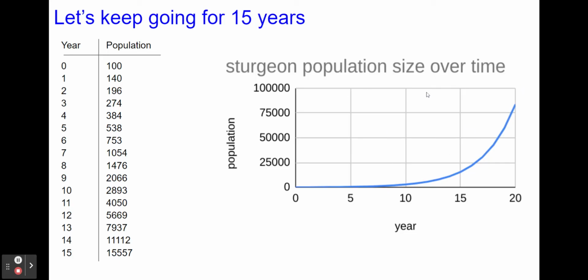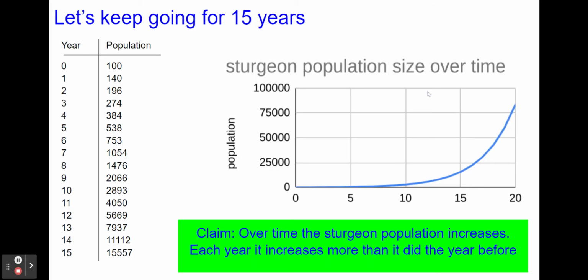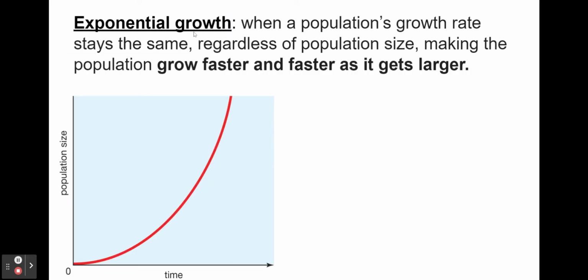Here's the claim that we can make about this data. Over time, the sturgeon population increases, and each year it increases more than it did the year before. We added 40 fish, then 56 fish, then almost 100 fish, and by the end, we're adding almost 4,000 fish in a year. This type of growth is called, in black, you gotta write it down, exponential growth. This is a really important term. I have underlined exponential growth. Feel free to make this stand out on your paper.